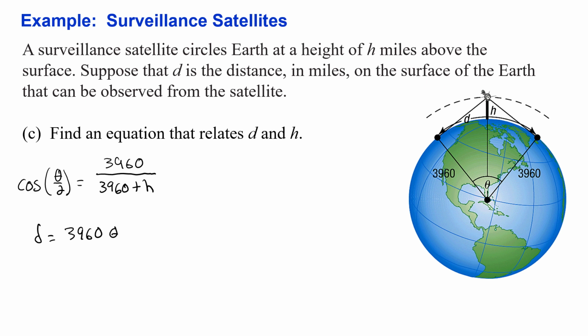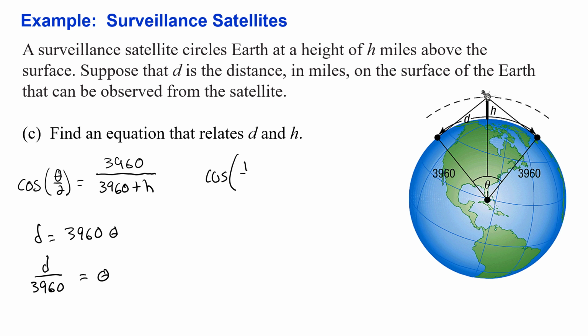In part C, we're asked to find an equation that relates d and h. So to accomplish this, we're going to use the two equations we developed in parts A and B. Now remember, our equation in part A was cosine of the quantity theta over 2 equals 3,960 divided by the quantity 3,960 plus h. And the equation from part B was that d equals 3,960 times theta. Now, taking our second equation and solving for theta, we're going to have d divided by 3,960 equals theta. We're going to substitute this theta into our first equation.